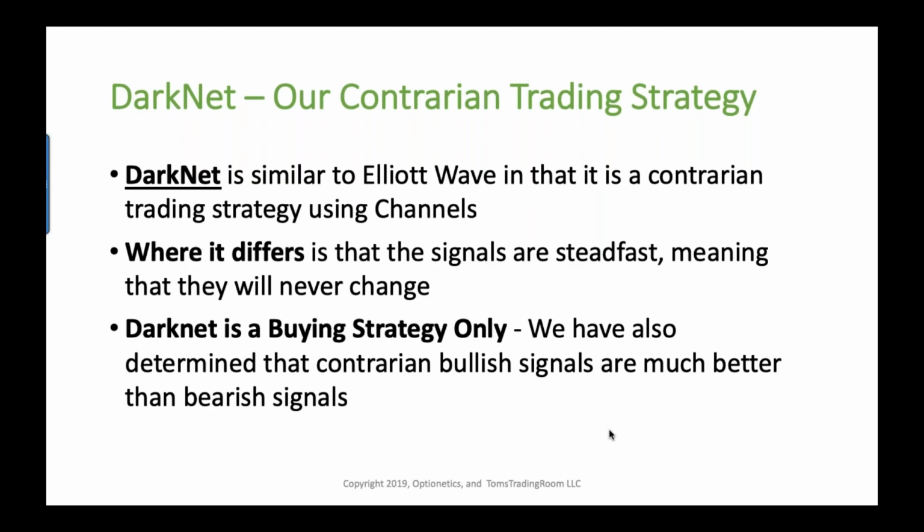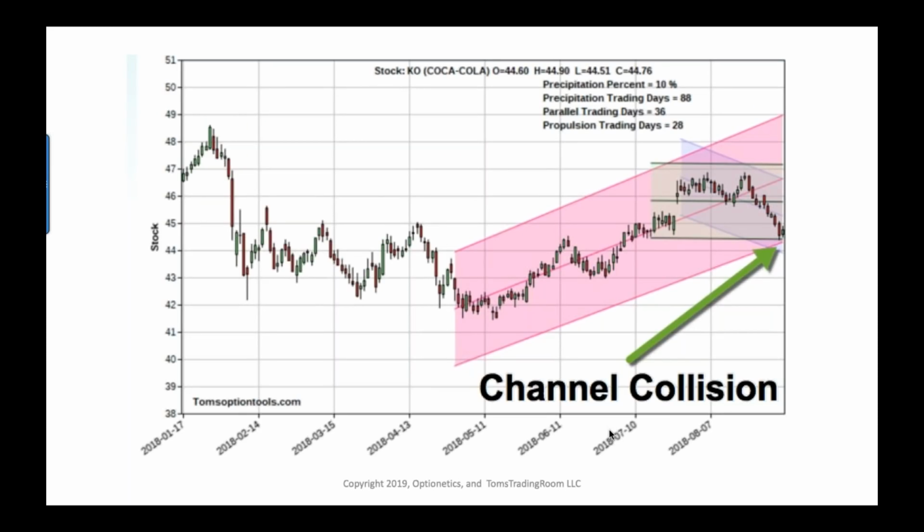So this is an example of a channel collision with Darknet. We have both a long-term, and you might say, hey, wait a minute, there's no low down here, there's no high up here. Remember, this is based on standard deviations of what's happened in the past, and that's what we use to create these channels. So we're trying to forward project where something might come together.